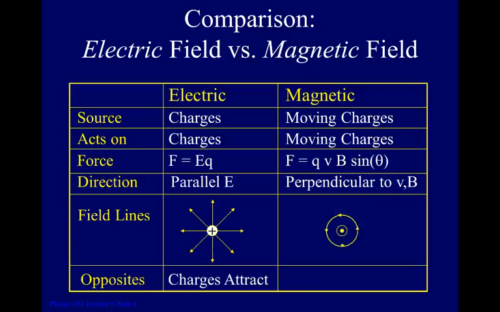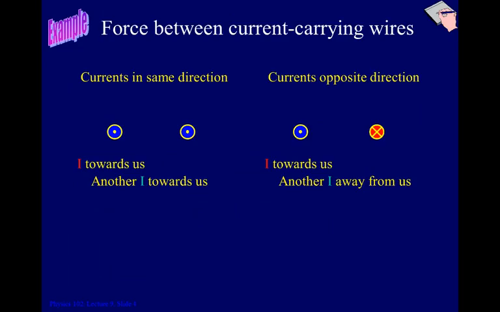Alright, there's one last thing we should fill into this chart. We know that opposite charges attract. What do opposite currents do to each other? Currents flowing in opposite directions. So you have all the tools now. You have to use right-hand rule number 1 and right-hand rule number 2 to figure out how currents affect each other. What forces do they exert on each other?